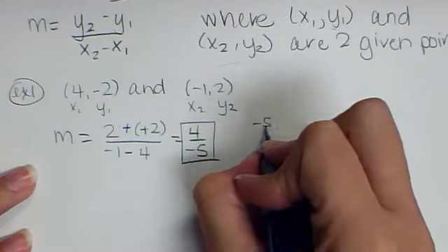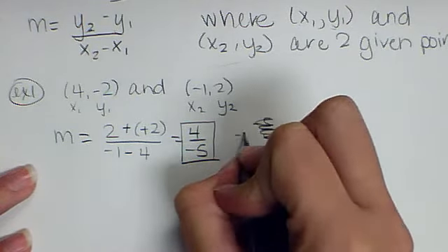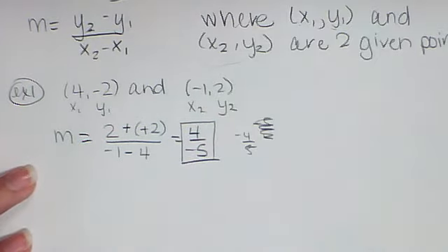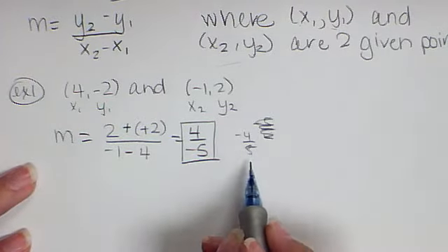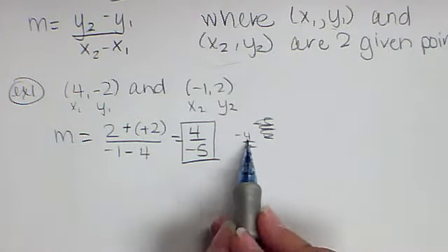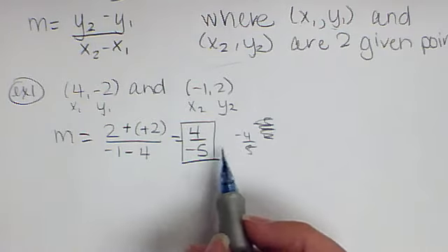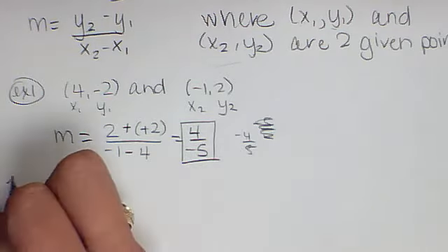Just so you know, that's the same as negative 4 over 5, where the negative's on top. And the reason I show you that is because that's how we graphed it when we did down 4 and over 5. So just in case, that's just saying the same thing.